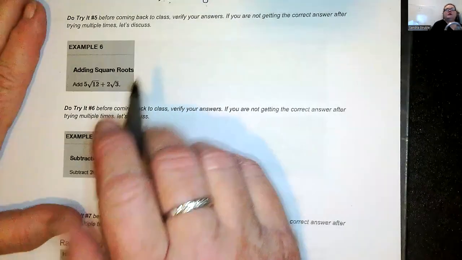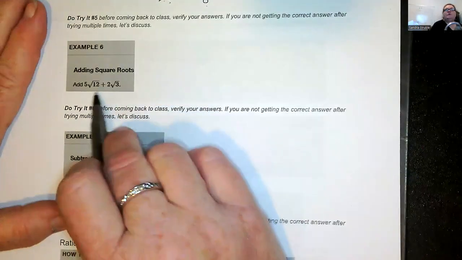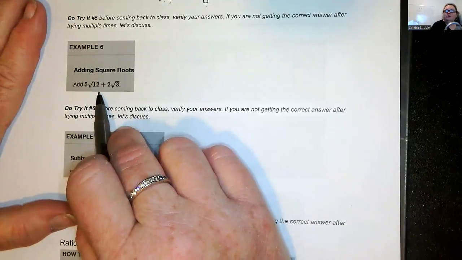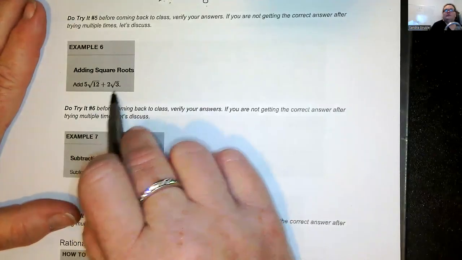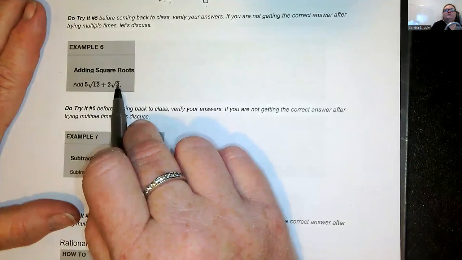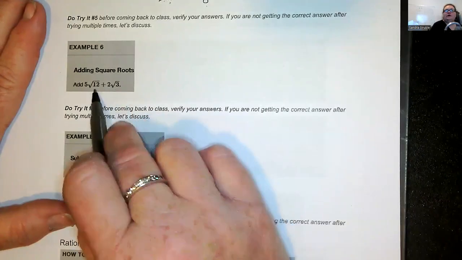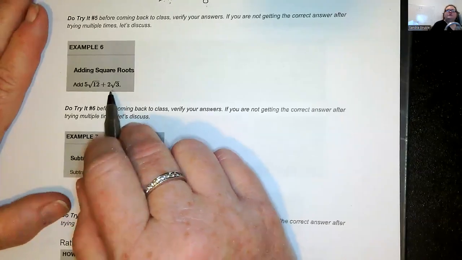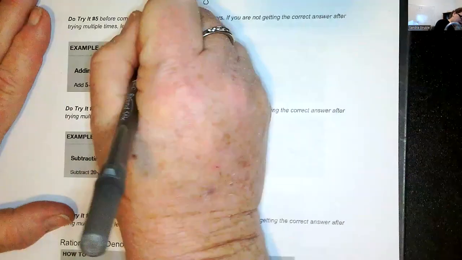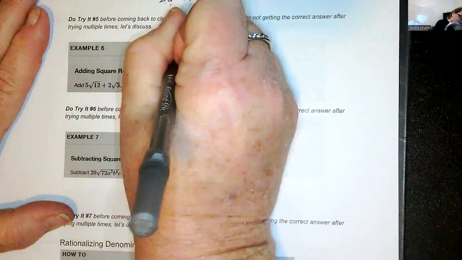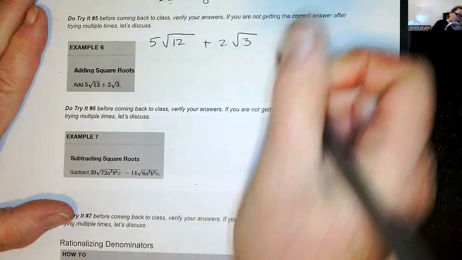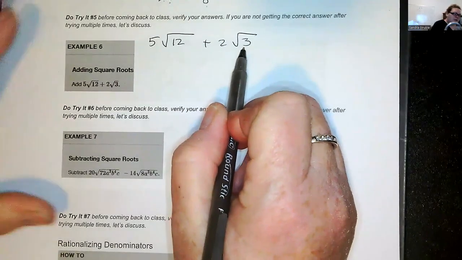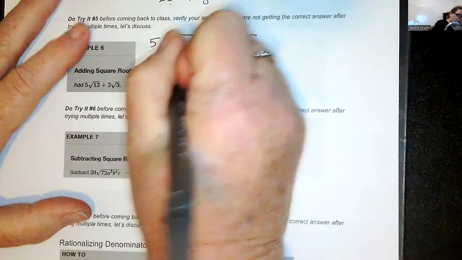Adding square roots. So in order to add square roots, they have to have the same number underneath the radical. We cannot go 12 plus 3 in this case in order to add these. You're not going to get 7 square root of 15. That's not how this works. So instead, I'm going to take 5 square root of 12, plus 2 square root of 3. And square root of 3 can't be broken down any further, so that just means I want to take my 12 and see what I can do for that.